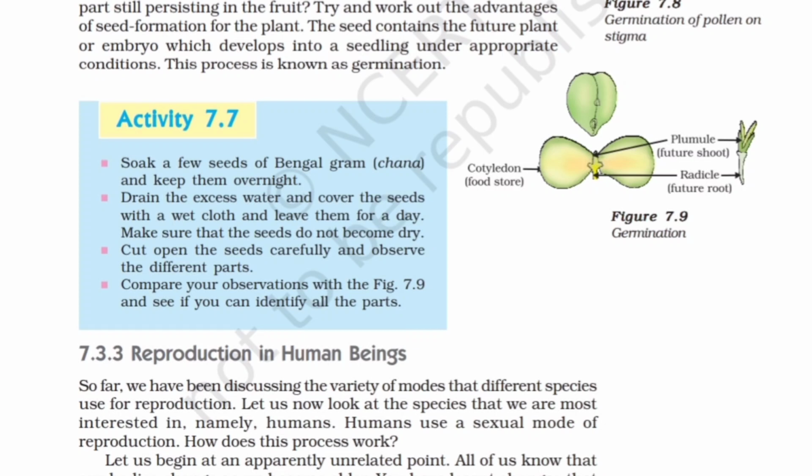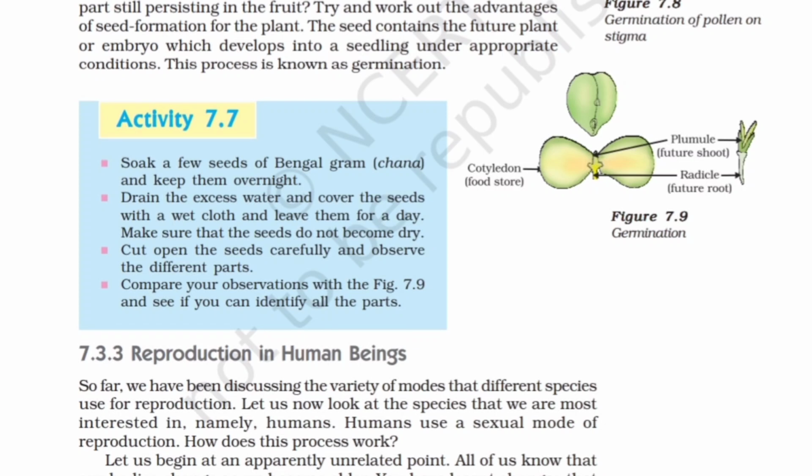Have you ever observed any flower part still persisting in the fruit? Try and work out the advantages of seed formation for the plant. The seed contains the future plant or embryo which develops into a seedling under appropriate conditions. This process is known as germination.